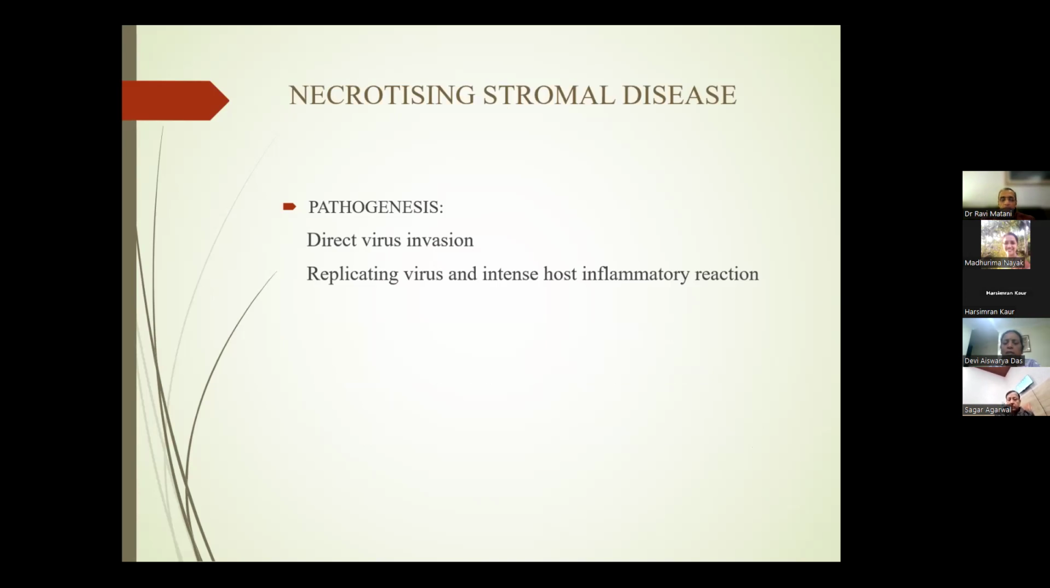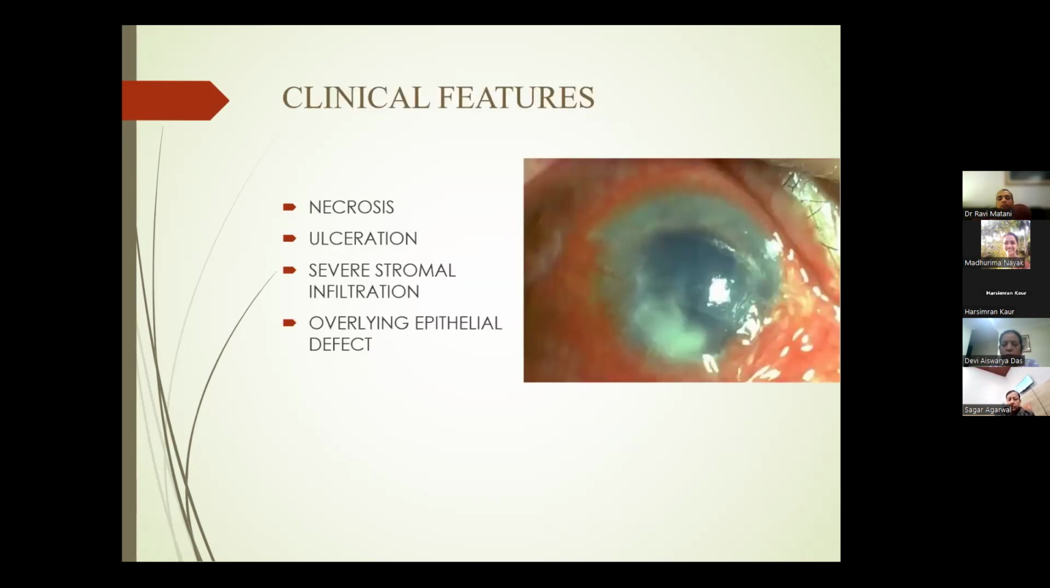So necrotizing is again due to direct virus invasion. Here you can still see that the original pattern of the dendrite and the confluent dendrites is maintained. However, you will see that there is a breakdown of the epithelium. These patients will come like this: you'll be treating them for stromal and then they'll have a breakdown, and then sometimes they come in a very complicated stage and you'll be wondering what kind of infection this is. They're very desperate cases actually.